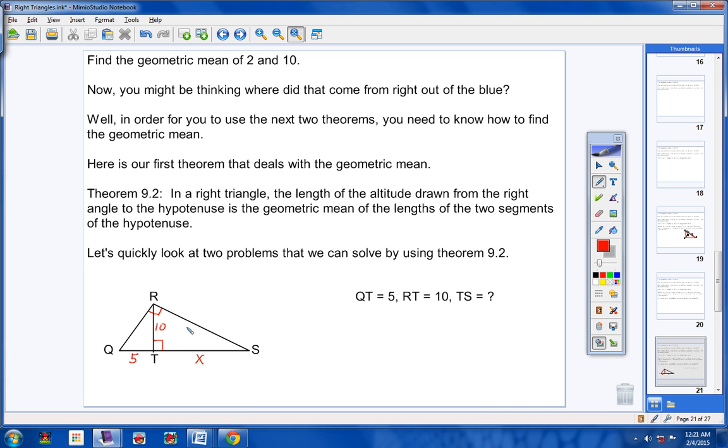So, think about this. Remember what I taught you to do. We're taking the geometric mean of these two numbers. And when I take the geometric mean of these two numbers, they should equal what? 10. So the two numbers that I'm taking the geometric mean of are these two segments here. So I'm going to put my 5 up here and my x up here. Okay? Alright. Bear with me, please. Don't get frustrated. Watch this.